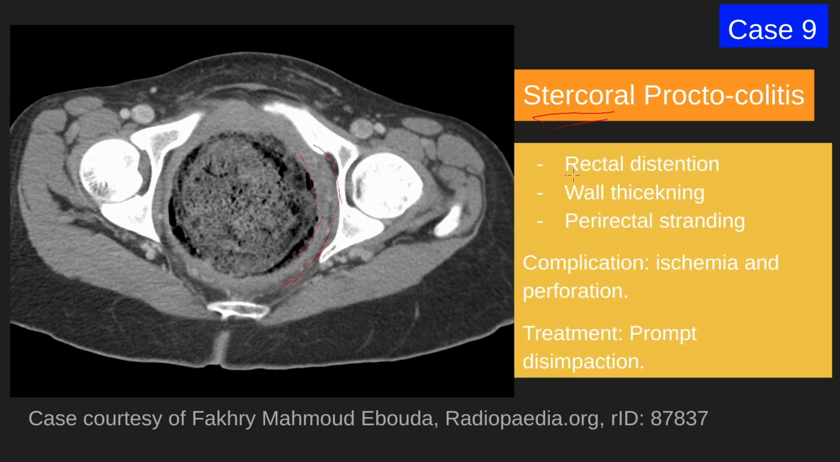The typical findings are rectal distension, wall thickening, and perirectal stranding. These patients are prone to complications such as ischemia. The local mass effect from the retained stool can cause ischemia and lead to perforation. The treatment of choice is prompt disimpaction.